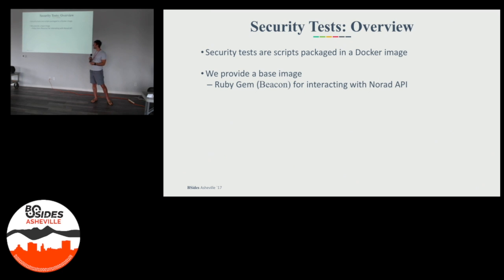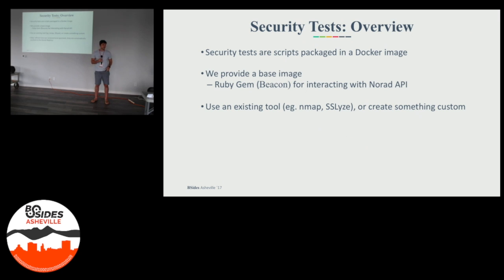So with that in mind, we provide a base image that's got some libraries installed that make it easy to communicate back with the Norad API, as well as to fork processes, run tests, and things like that. The fundamental idea here is that you'll use some existing tool like Nmap or something like that. Of course, you can also write something that is completely custom. So you can start there in terms of running this security tool against a target.